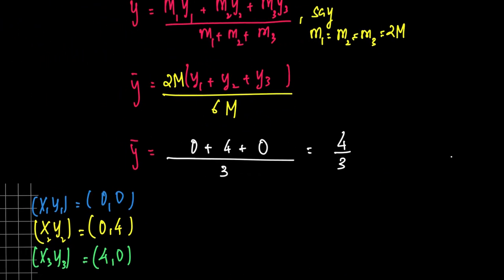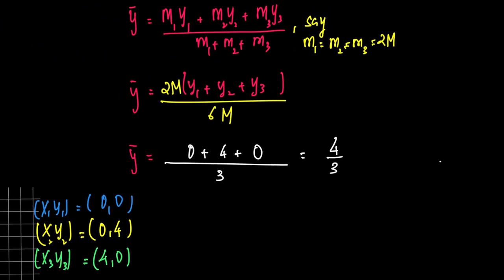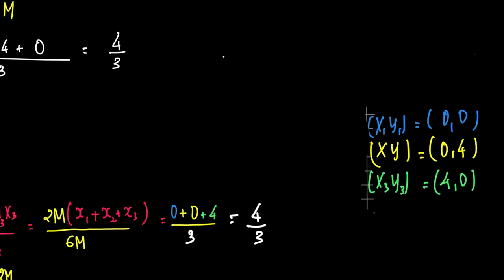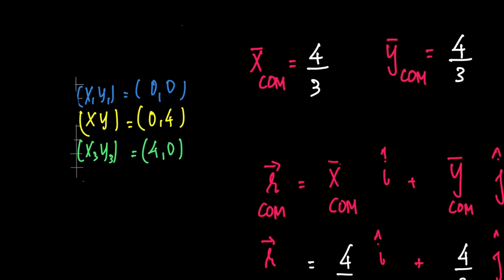Now, this is the case with x bar. How do we calculate y bar? The calculation goes the same. Y bar is equal to m1 y1 plus m2 y2 plus m3 y3 by m1 plus m2 plus m3. All of the masses are equal to 2m, so that becomes 2m into y1 plus y2 plus y3. y1 is 0, y2 is 4, y3 is 0, so that becomes 4 by 3. Now the question here is to find out the value of root x.